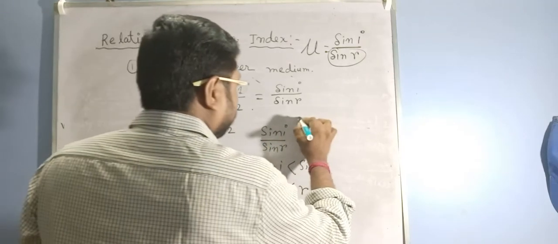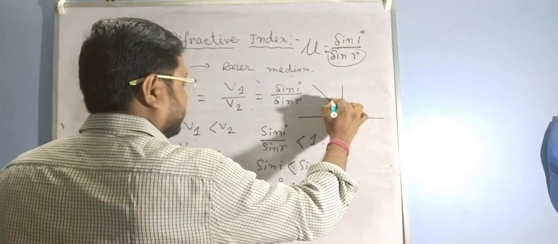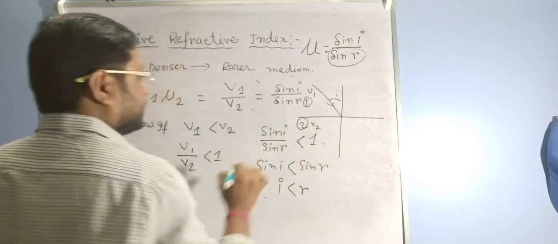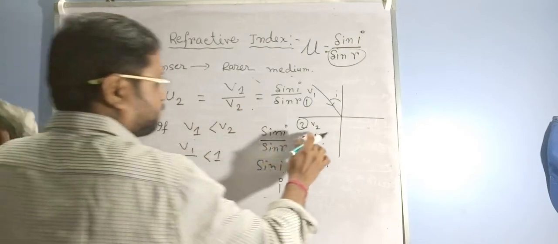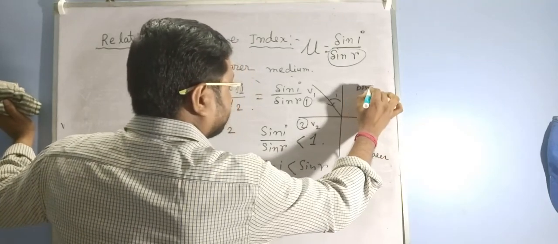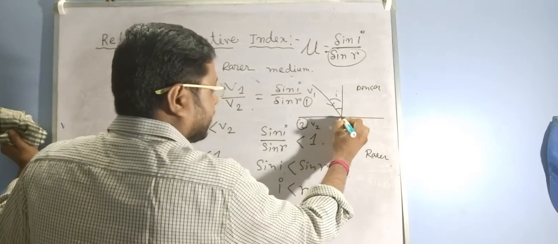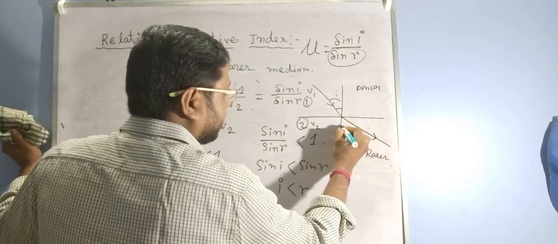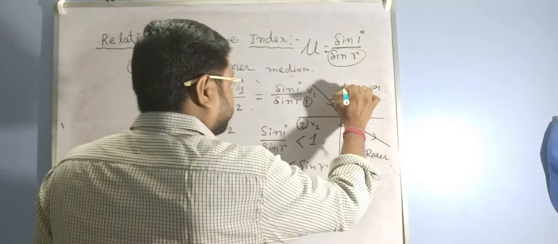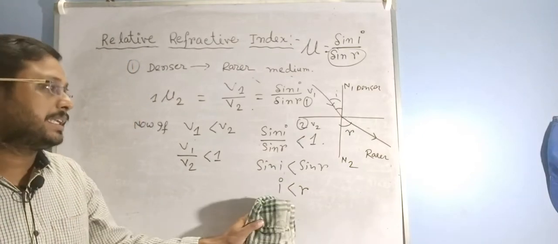So, when light goes from denser to rarer medium, this is medium 1, this is medium 2. Here velocity is V1, here velocity is V2. Which is greater? V2 is greater. So, this is the rarer medium and this is the denser medium. When light goes from denser to rarer medium, R is greater than I. If this is I, then the refracted ray, this is R, goes away from the normal, and here the angle of refraction is greater than the angle of incidence.